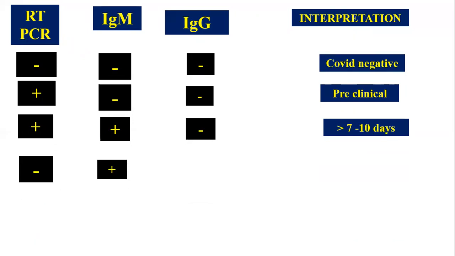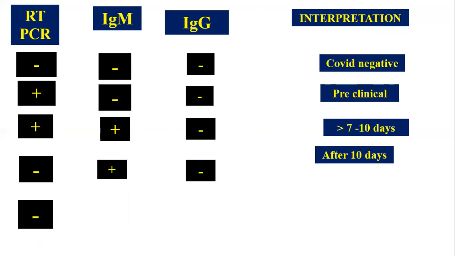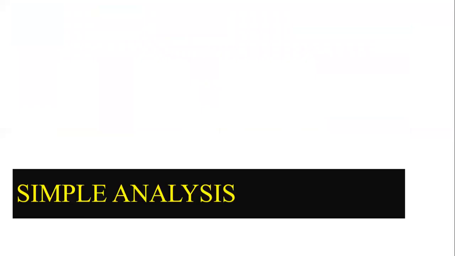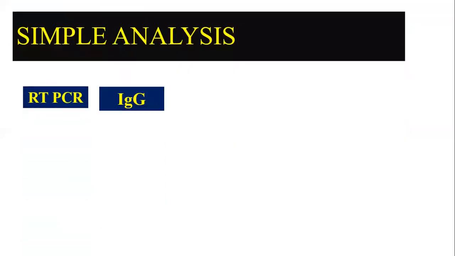If RT-PCR is negative, IgM positive, IgG negative, that is also after 7 days. If RT-PCR is negative, IgM positive, IgG positive, it is a low viral load; we can't detect the RNA virus, but we can observe the antibodies. These are the different interpretations of the COVID-19 test.